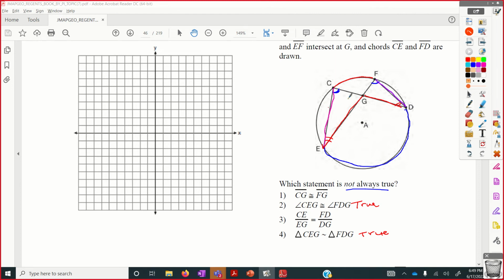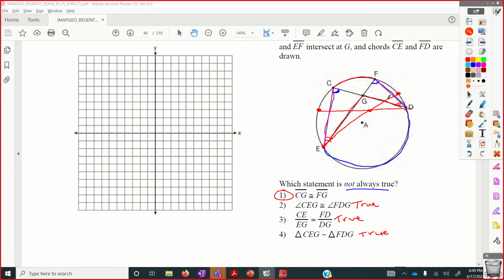So we have big triangle to small, big to small, with two corresponding sides. So this is also true. So that leaves choice number one to be our answer. And essentially the reason is I can move F and C around my circle. So what happens if I put these lines here? When you draw and connect, you're going to change the length of where these two points are.